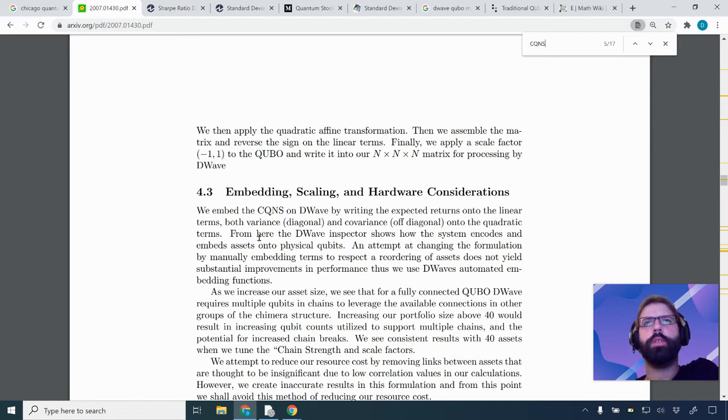An attempt at changing the formulation by manually embedding terms to respect the reordering of assets does not yield substantial improvements. As we increase our asset size, we see that for a fully connected qubit, D-Wave requires multiple qubits in chains to leverage the available connections in order to group in other groups of Chimera structure. Increasing our portfolio size above 40 would result in increasing qubit counts utilized to support multiple chains, and the potential for increased chain breaks. We see consistent results with 40 assets when we tune the chain strength and scale factors.